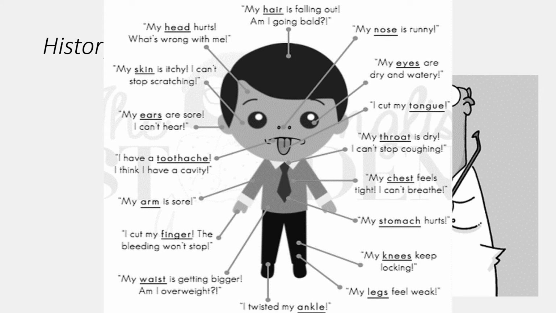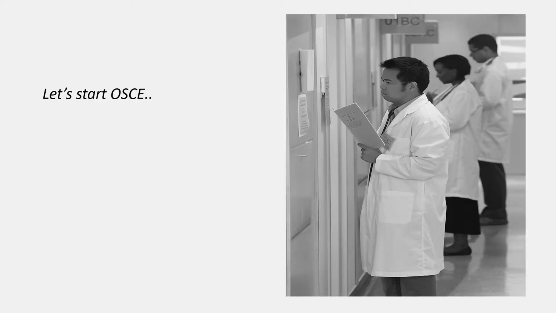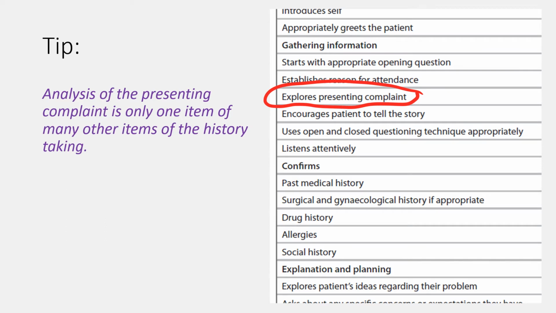First of all, you will have 1 minute to read the scenario that will ask you to take the history from the patient and provide the patient with the suggested plan of management. In the scenario, you will be provided with the symptom of the patient and you should have in mind a differential diagnosis of this symptom. This differential diagnosis will be used mainly in the analysis of the presenting complaint. But you should know that the analysis of the presenting complaint is only one item of many other items of the history taking. It is the only item that can be different from one presenting complaint to another. But other items can be the same.